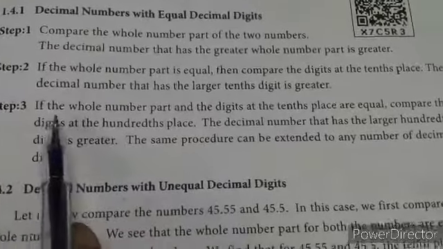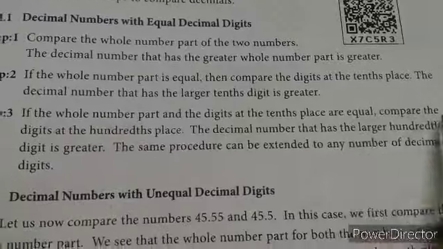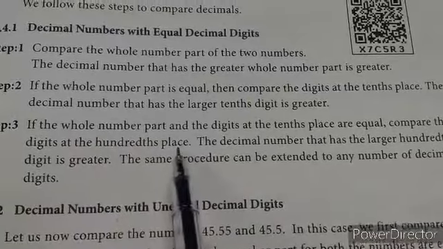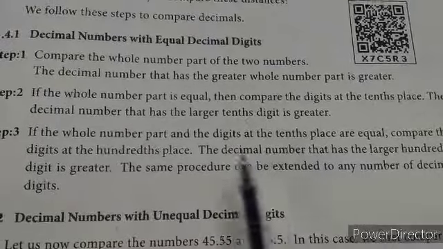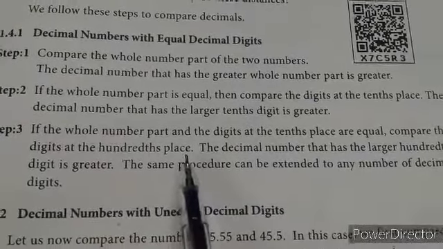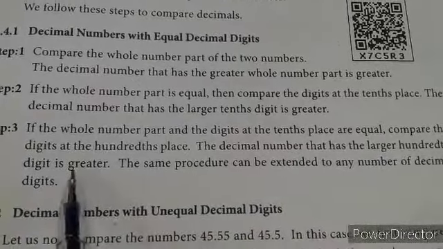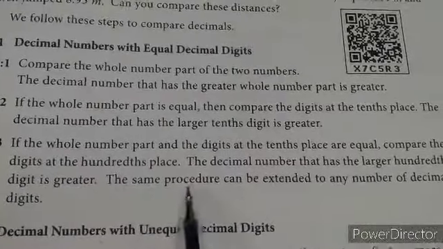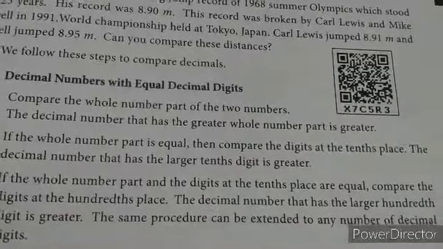Then step 3, if the whole number part and the digits at the 10th place are equal, compare the digit at the 100th place. Likewise, we have to compare both numbers in the decimal part, and the decimal number that has the larger 100th digit is greater. The same procedure can be extended to any number of decimal digits.